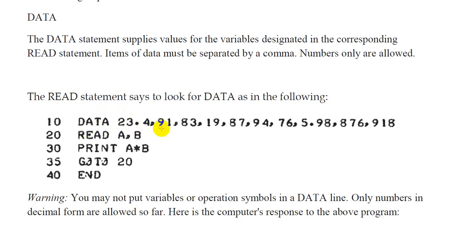Data 23.4, 91, 83.90, 87.94, 76, 5.98, 876, 918. 20, you can read A and B. 30, print A times B. 35, go to 20. All you have to do is just go to 20 and repeat the whole task all over again. 40, conclude and end.